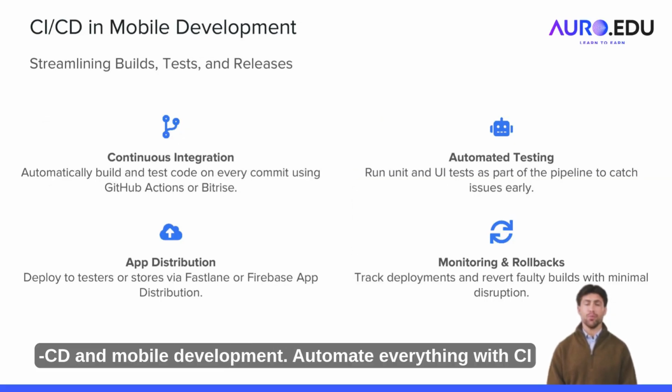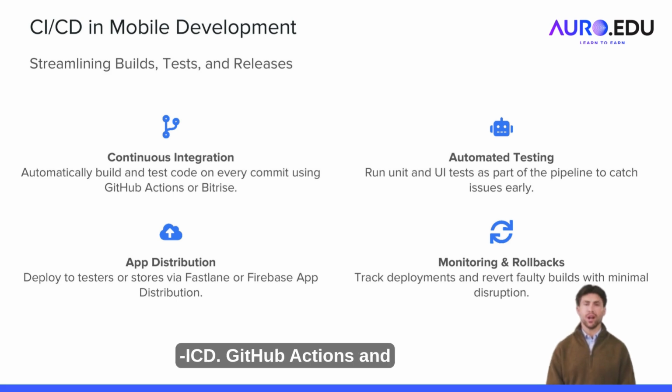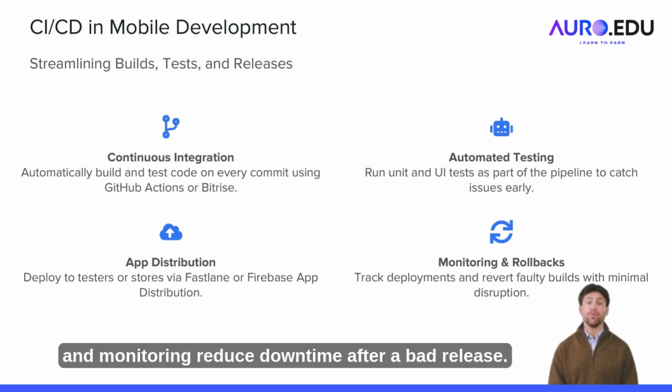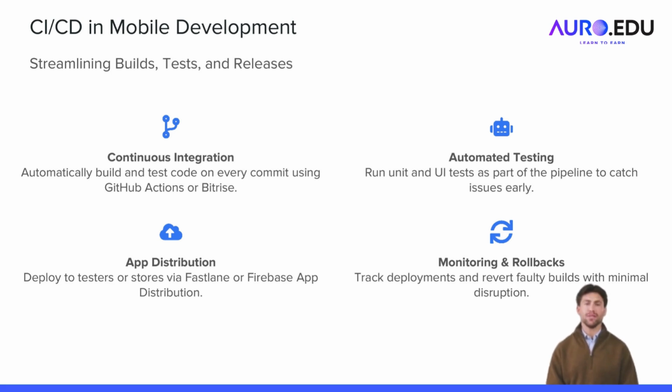CI/CD in mobile development. Automate everything with CI/CD. GitHub Actions and Bitrise can build, test, and deploy your app after every commit. You can distribute builds using Fastlane or Firebase. Rollbacks and monitoring reduce downtime after a bad release.